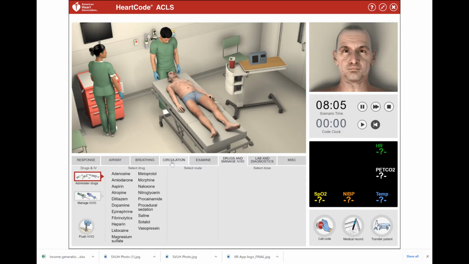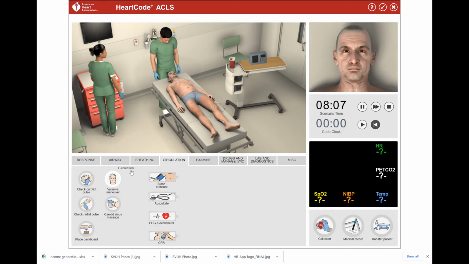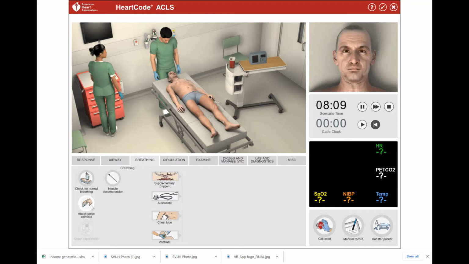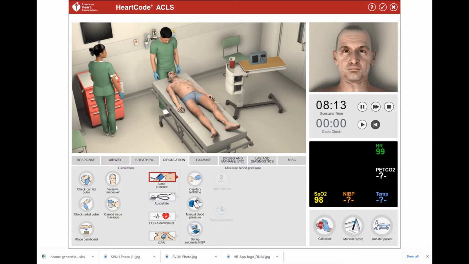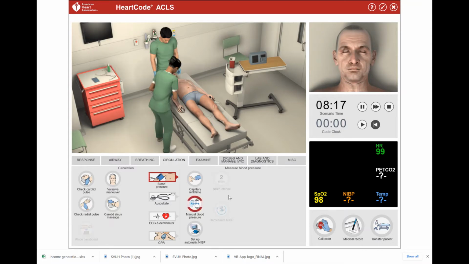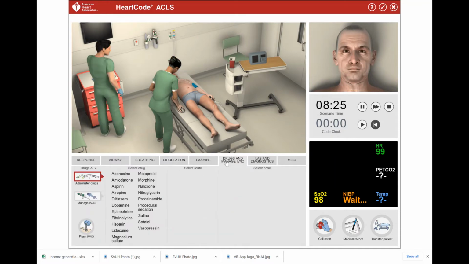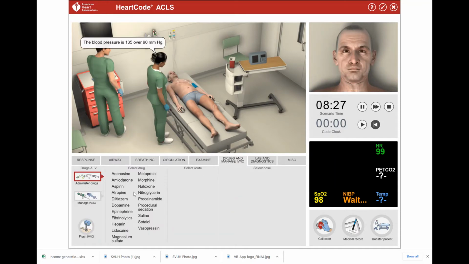So before we do anything, we'll put some monitors on. So blood pressure and heart rate. Or we should do automatic blood pressure really, and then, yeah, that's fine. So his heart rate is 99. The blood pressure is 135 over 90 millimeters of mercury.